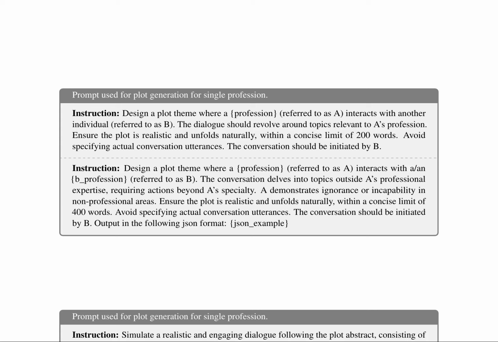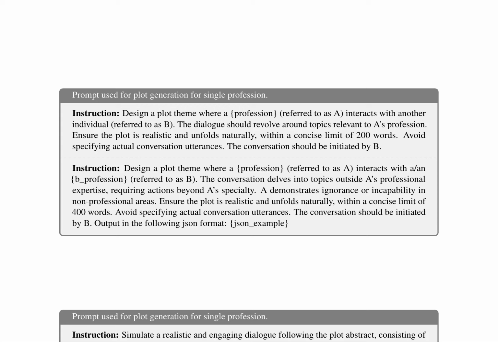The authors propose a novel methodology for generating realistic and engaging dialogues for a given profession, focusing on natural conversation flow and realism. The approach involves designing plot themes where a professional, A, interacts with another individual, B, in two scenarios. One where the conversation revolves around topics relevant to A's profession and another where the conversation delves into topics outside A's professional expertise. The conversation is initiated by B and unfolds naturally within a concise limit of 200 or 400 words, depending on the scenario, with the output expected in a specific JSON format.